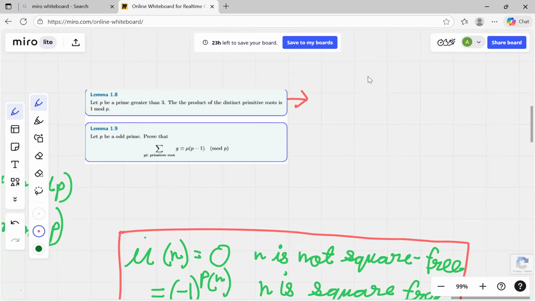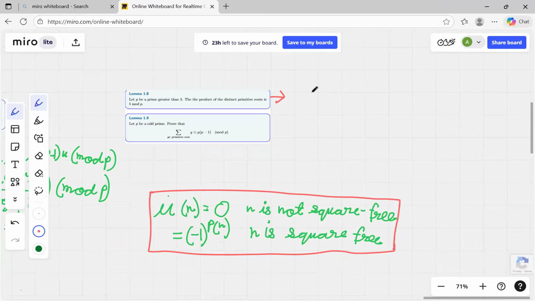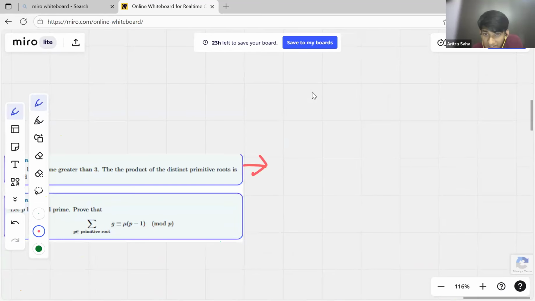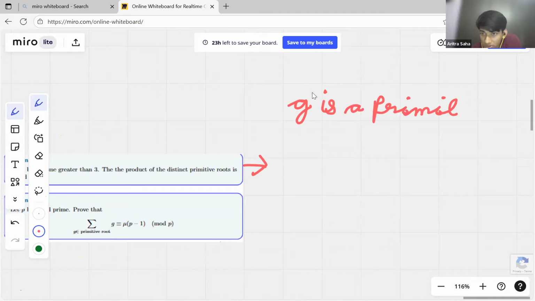So this is just the sum of all coprime numbers to P less than P minus 1, which would be P minus 1 into P. Both work, but I wanted to show the inverse idea basically. So just see that if G is a primitive root, then G inverse also is a primitive root. Why is this true? Sanskar or anybody else?